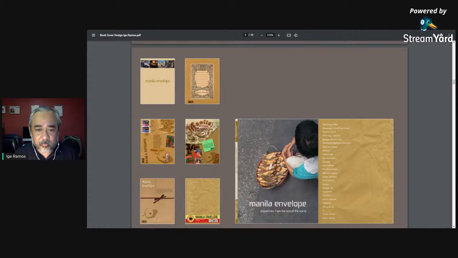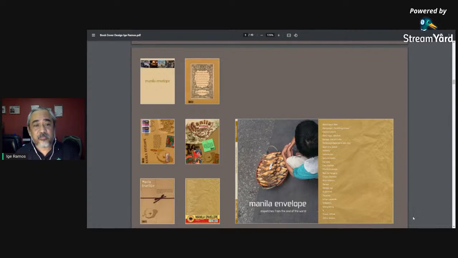And it's about Parang Dispatches from the End of the World, no? So you have the contents in alphabetical order from Apocalypse Now to Jessica Zafra, and then the thumbnail illustrations on the side, six of them, are the different studies I made. Kasi nga, Manila envelope is known all over the world, so you use that particular texture to show what Manila envelope is all about.